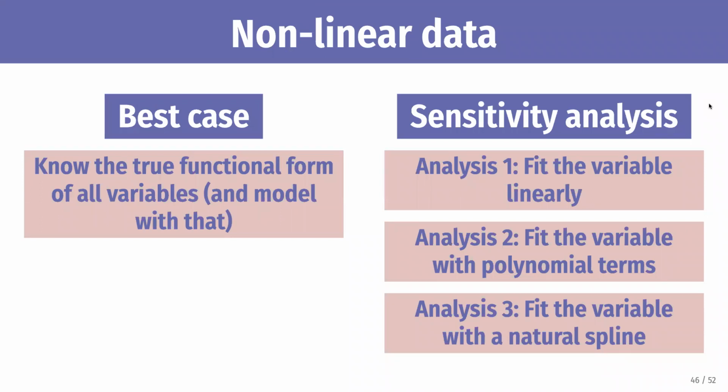So you might fit a model where, for variables that look like they have a little wiggle in them when you look at the plot, you add some polynomial terms. Or analysis 3 would be fitting the variable with a natural spline.